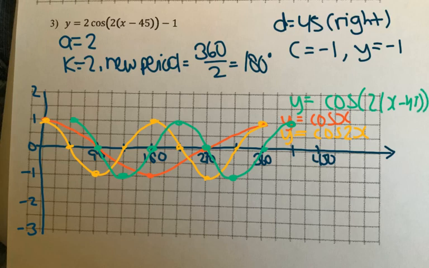The next thing we do is the a value, which is 2. So each y value gets multiplied by 2. So instead of starting at 1, we're going to start at 2. 0 stays the same. Down to -2. 0 stays the same. Up to +2. Down to -2. 0. Up to +2.